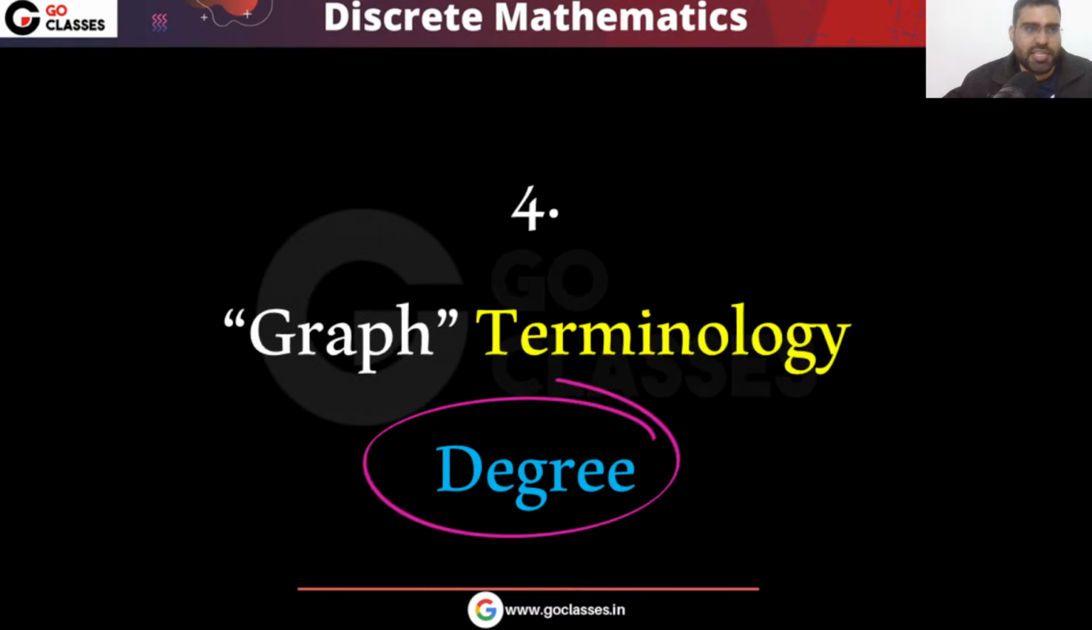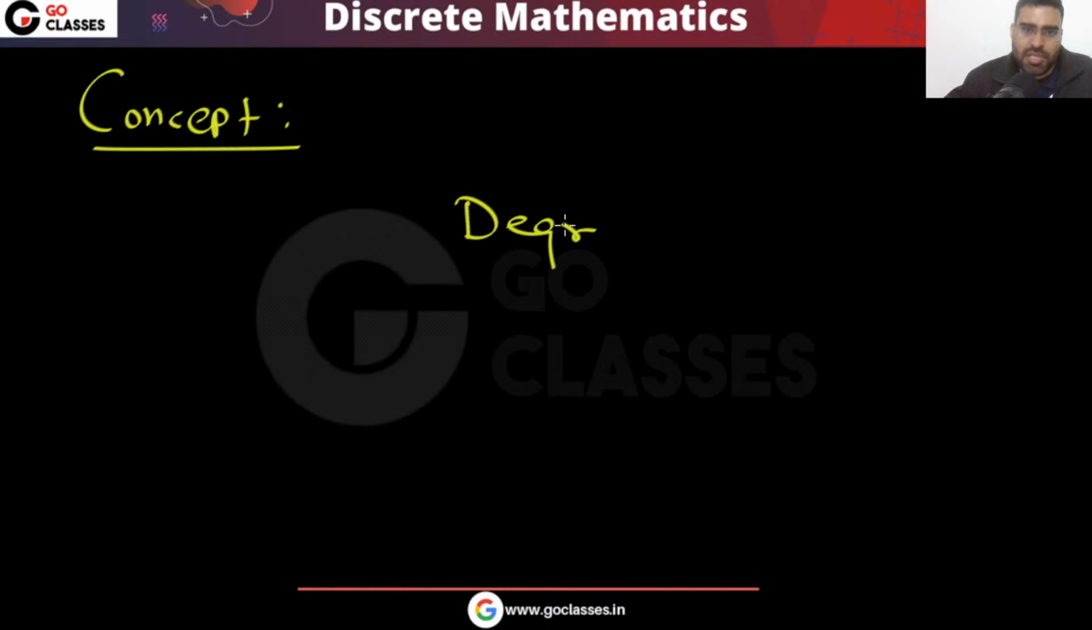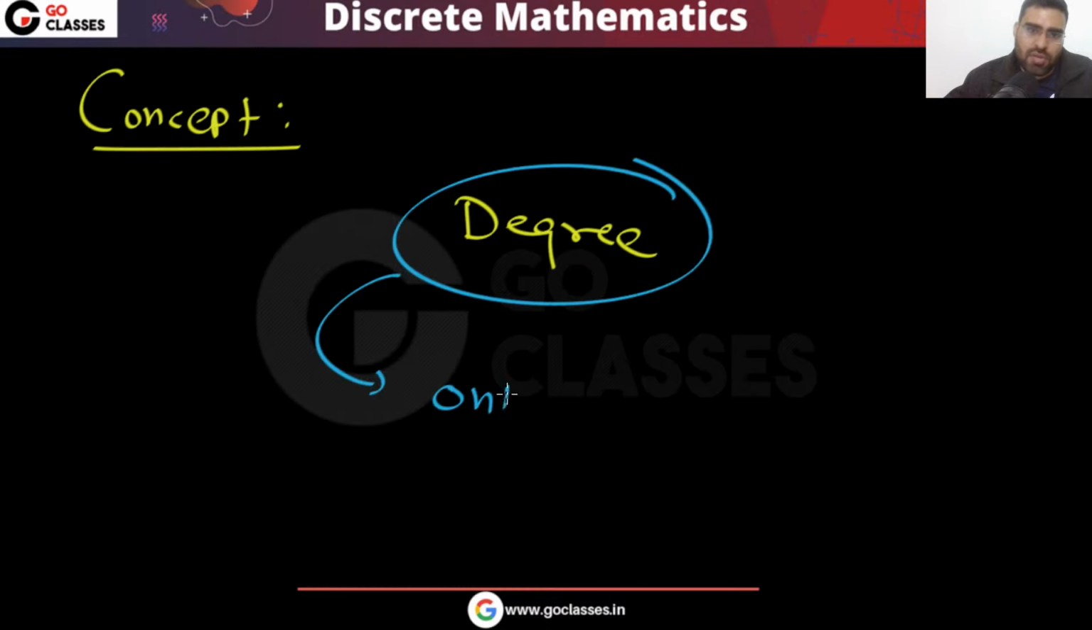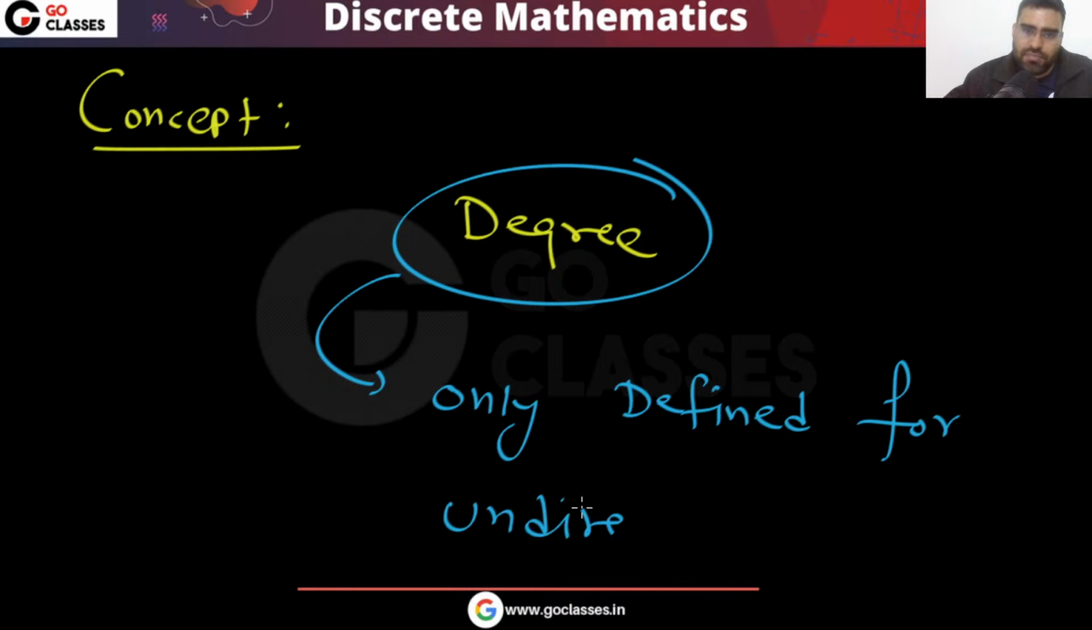The next concept is degree. What is degree? Degree of a vertex. Remember, I am talking about simple graph. We are discussing undirected graph. So this degree concept is only defined for undirected graph.